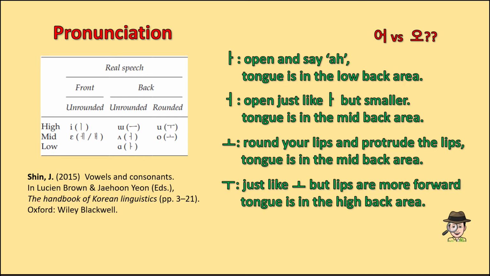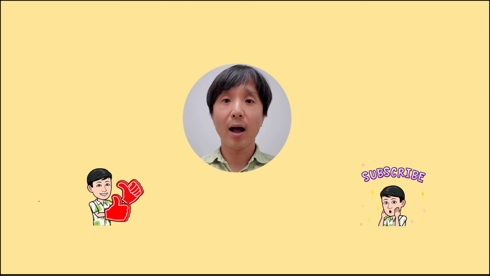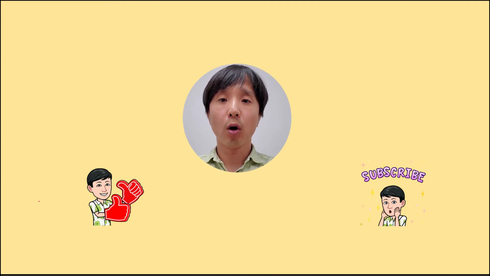For U, it's just like O, but lips are more closed and more protruded. A, O, U.